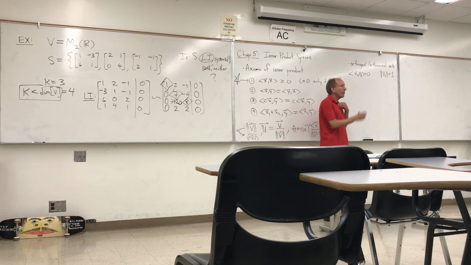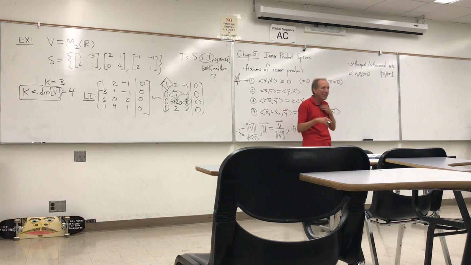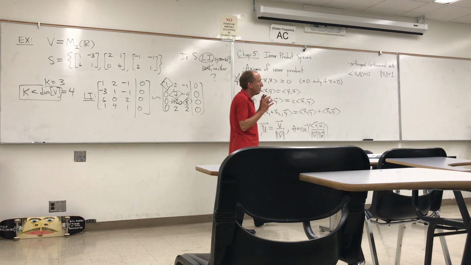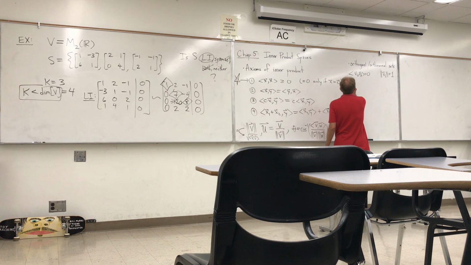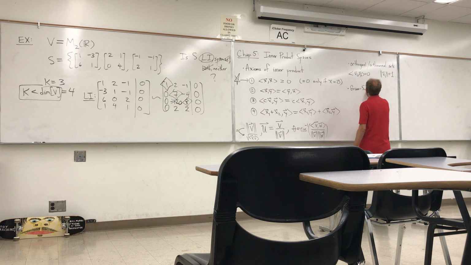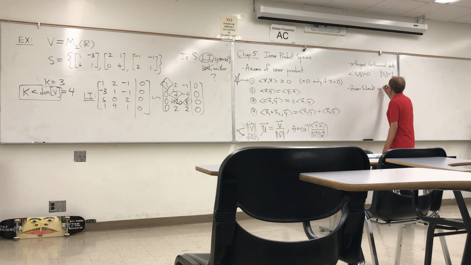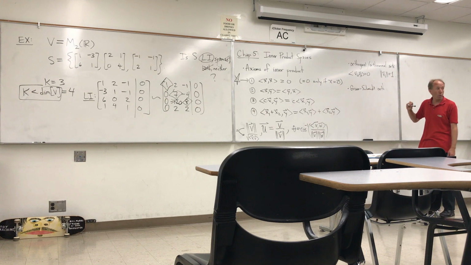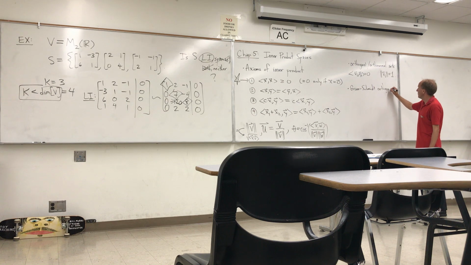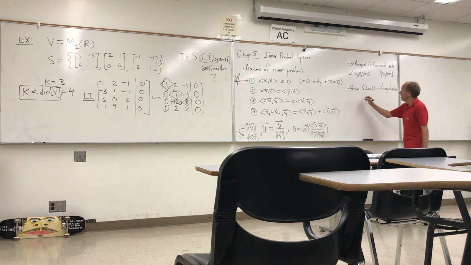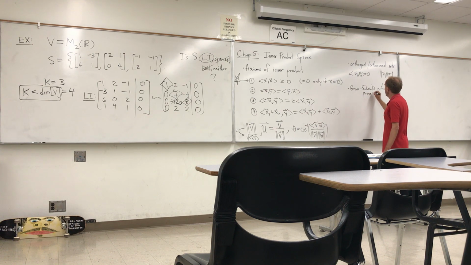So far, this is what we've talked about up until now in Chapter 5. There's one more thing that we're going to talk about, and I'll just mention it now so you're getting it ahead of time in your list of things to think about, is something called the Gram-Schmidt orthogonalization process. You didn't get to this yet.